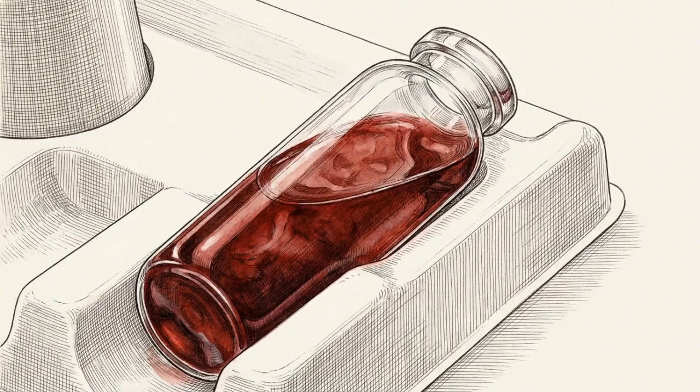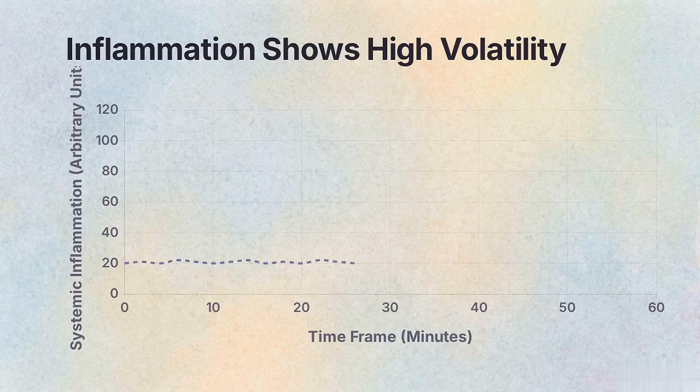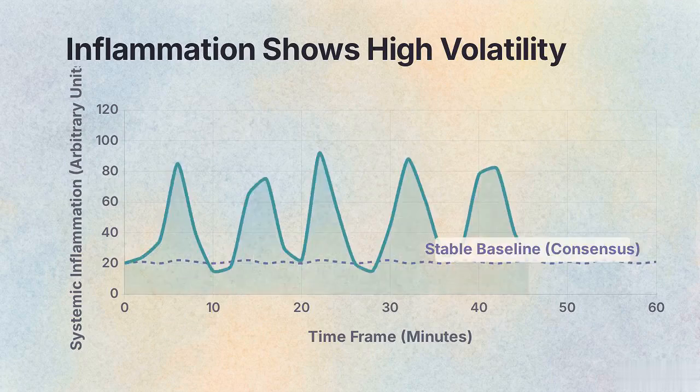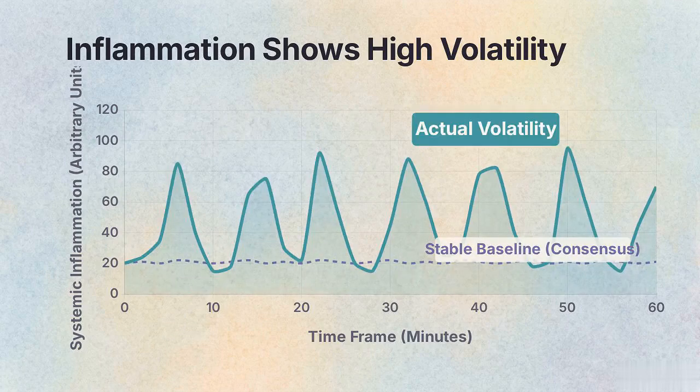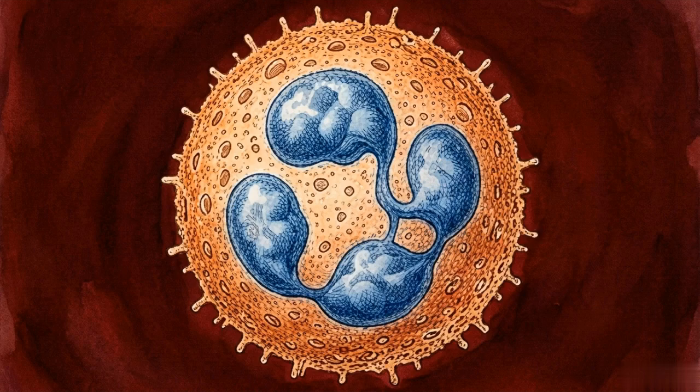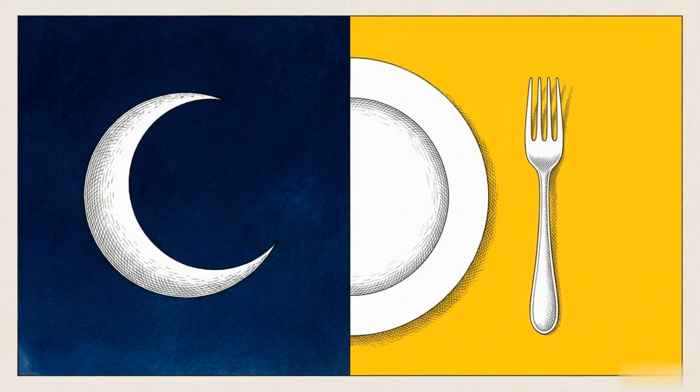High-frequency blood sampling reveals a different environment. Instead of a stable baseline, subclinical inflammation fluctuates on a minute-to-minute basis. Circulating monocytes drive this rapid volatility. Their behavior responds to specific environmental inputs, beginning with sleep architecture.